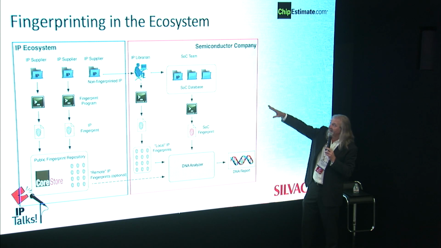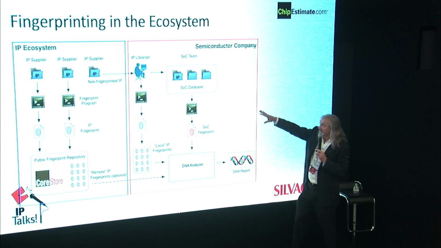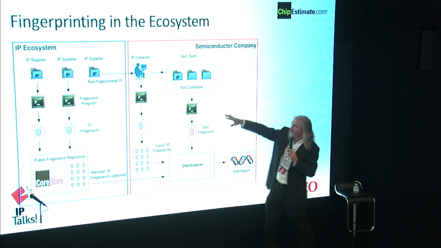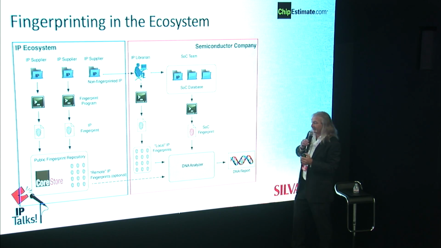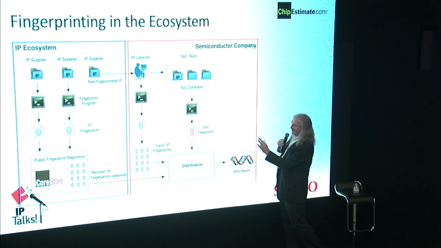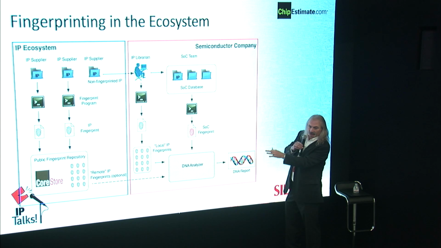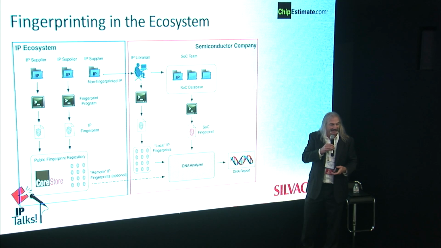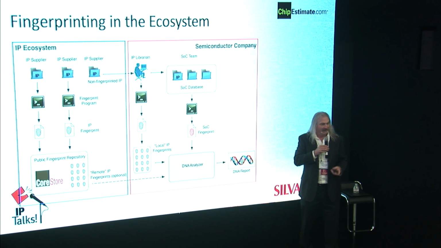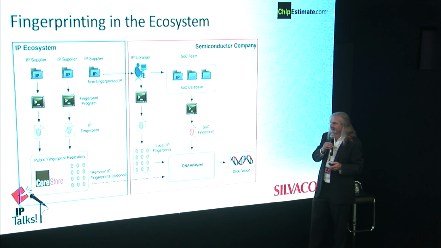The IP is then used in an SoC, and at the end of the design, let's say toward the tape-out stage, they will use the fingerprinting tool, same free tool, and generate what we call an SoC fingerprint. The SoC fingerprint is then used together with the fingerprints that are in the CoreStore and in local fingerprints, and that's fed into this thing called the DNA analyzer. The DNA analyzer produces a DNA report of your SoC that tells you what IP it discovered in your chip. So conceptually very simple. It's actually very fast to run these things.